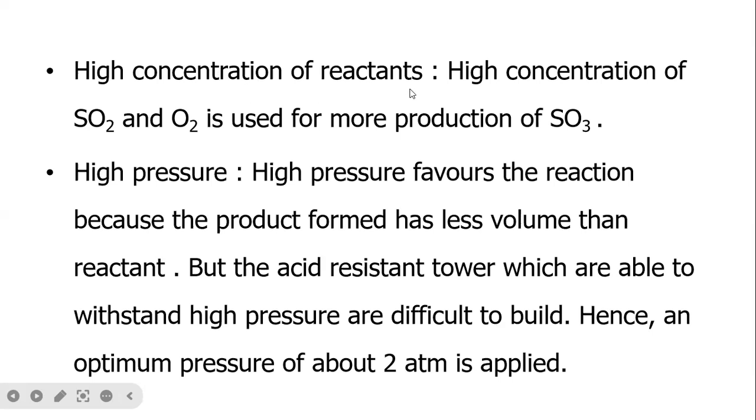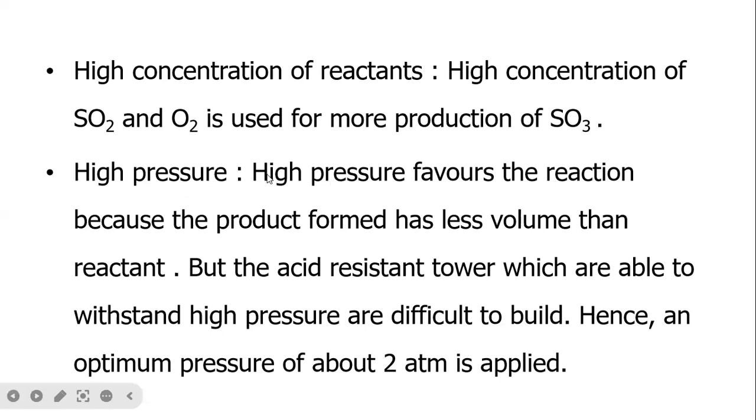High concentration of reactants produces more sulfur trioxide. According to Le Chatelier's principle, a high concentration of reactants produces a shift towards the products. So a higher concentration of sulfur dioxide and oxygen is favorable, that is optimal, for higher production of sulfur trioxide.